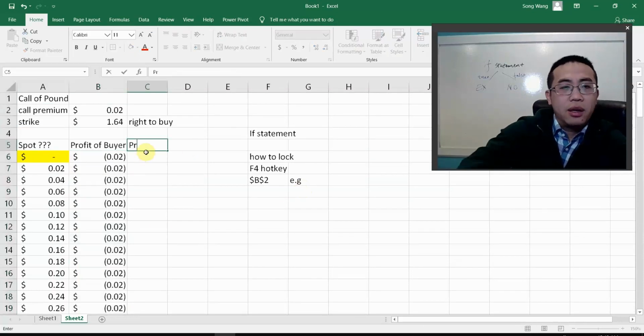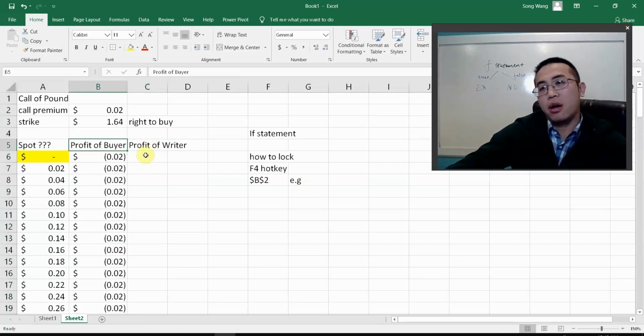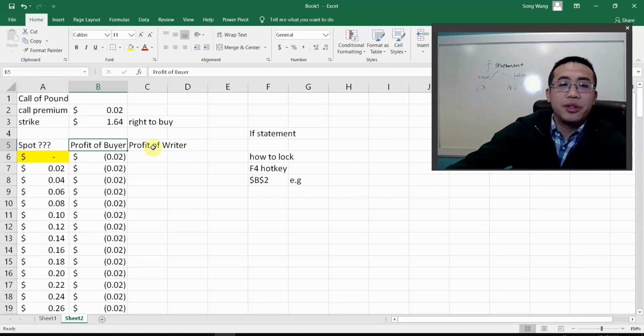And what about for the option writer? I don't want to say option seller because that's going to confuse you, especially when it is for the put option. So the option writer is the counterpart of the option buyer. The option writer is the person who creates this option and sold it to the option buyer.